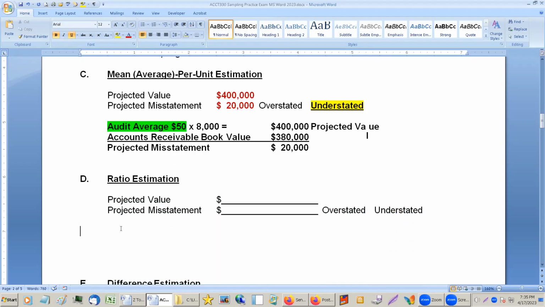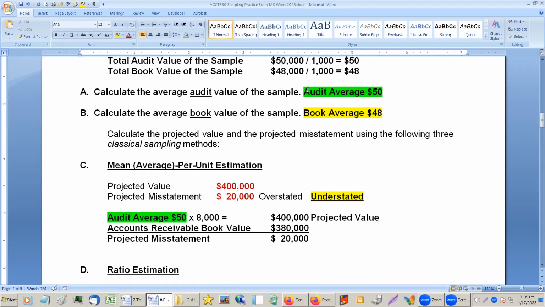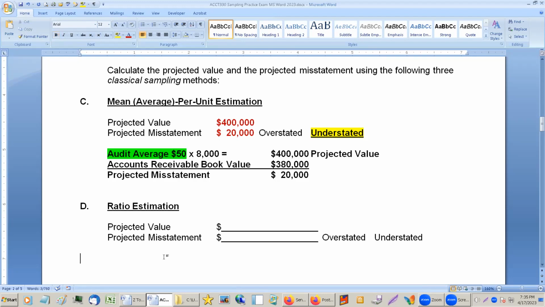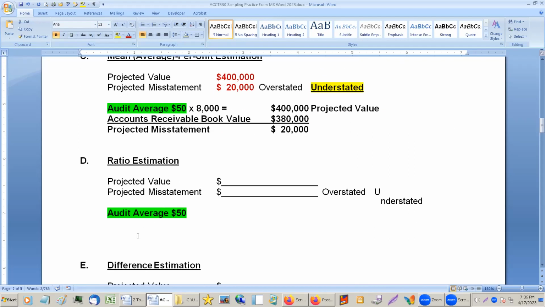Now, ratio estimation is basically saying that there's a ratio that these things are off by. Large things are off by large amounts and small things are off by small amounts, so larger things will be off by more than smaller things. And so you take a ratio of audit to book. If you forget which one goes on top, and this is one of the weird things about accounting, almost all the time the ratios are alphabetical. Audit over book, A before B.